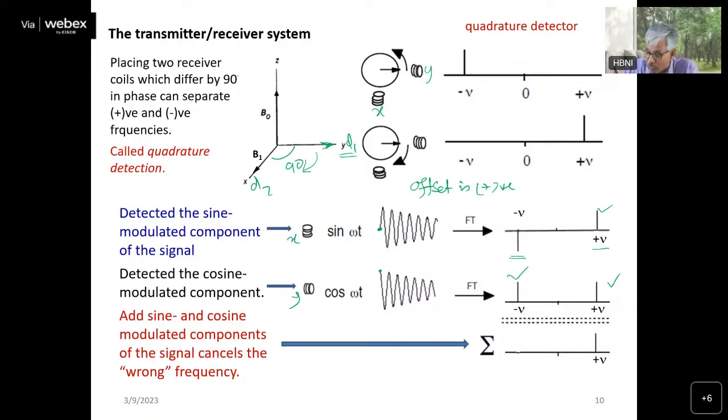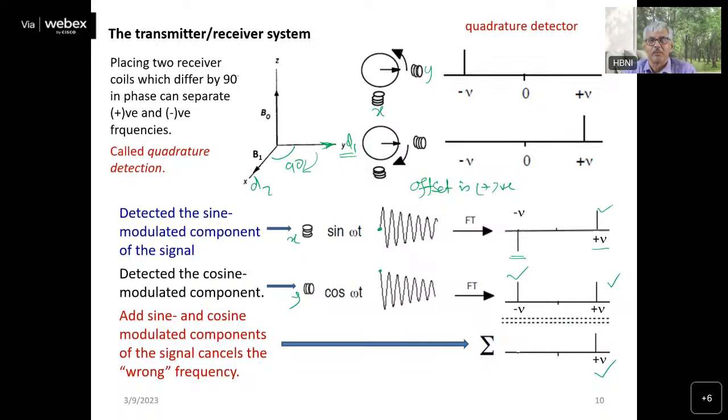So now if you combine them, if you sum them, because we are seeing positive, for a positive offset, you will see that you are getting a positive signal. Similarly, if you do the same for a negative, you will get a negative. The negative offset will give a positive signal. Okay, so this is the way you can cancel the wrong frequency, and this is called quadrature detection.